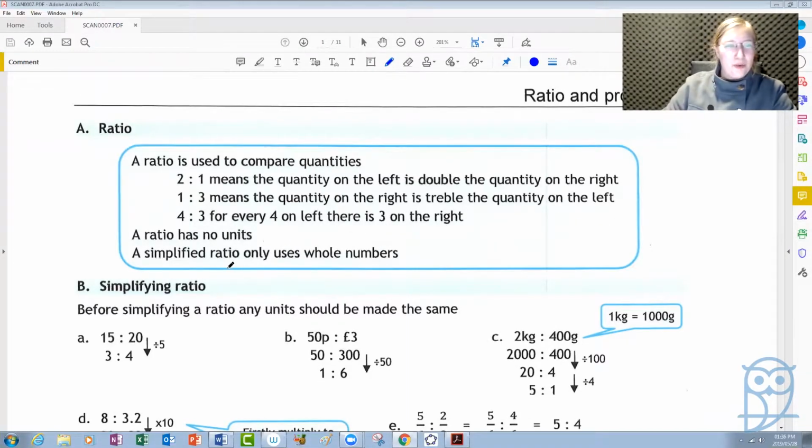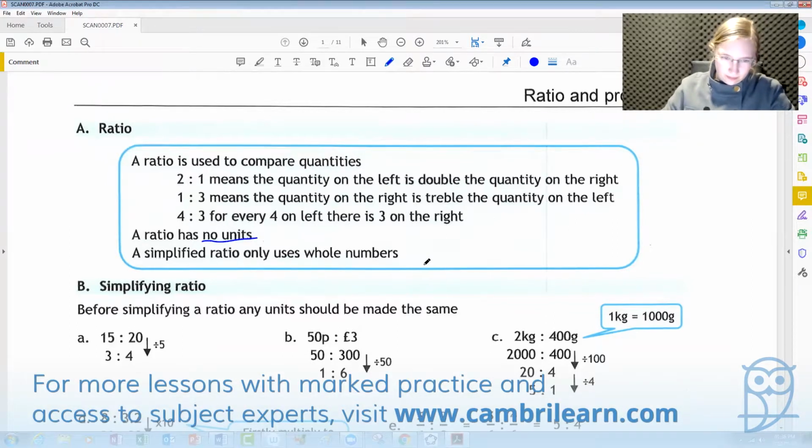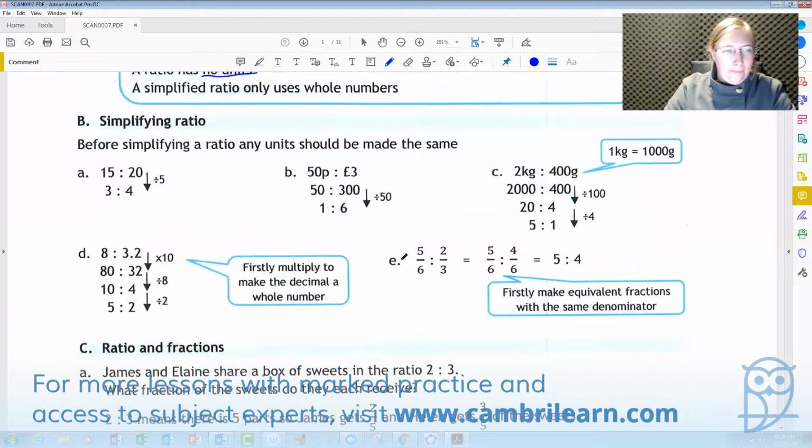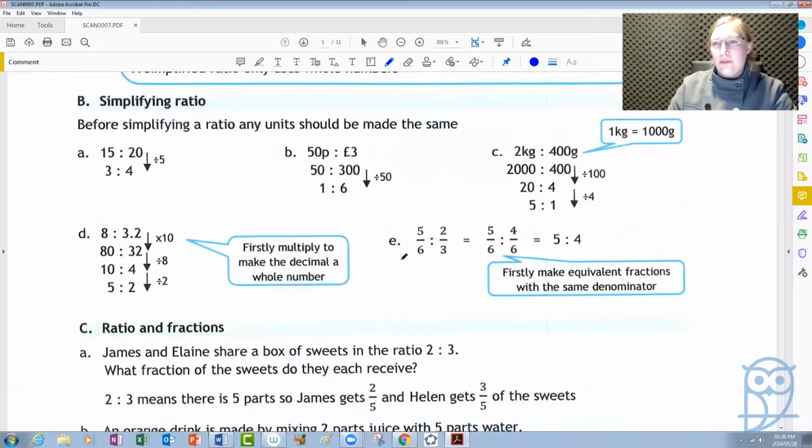So a ratio generally has no units, and a simplified ratio uses only whole numbers. If we want to simplify a ratio, it's more or less like simplifying a fraction. You just have to divide each side by the same number until you reach the point where you can't divide anymore. So here they've got an example of 15 to 20.